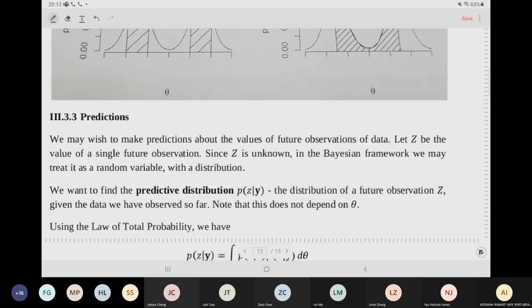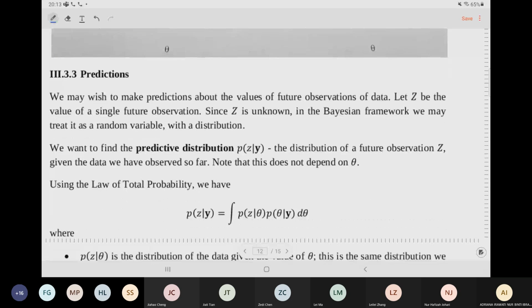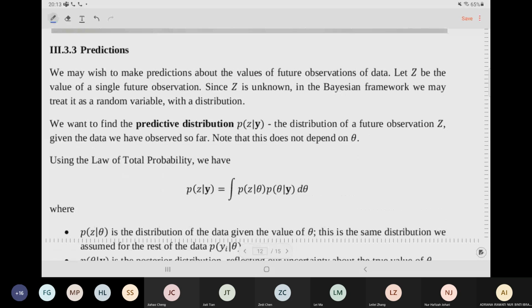So we'll finish up for this week. I think I'm not going to finish all of this chapter today. So we're going to look at what the Bayesian credible interval is used for in the posterior distribution. We can also use it for prediction. Similar to frequentist methods, we want to make predictions about the values of future observations.